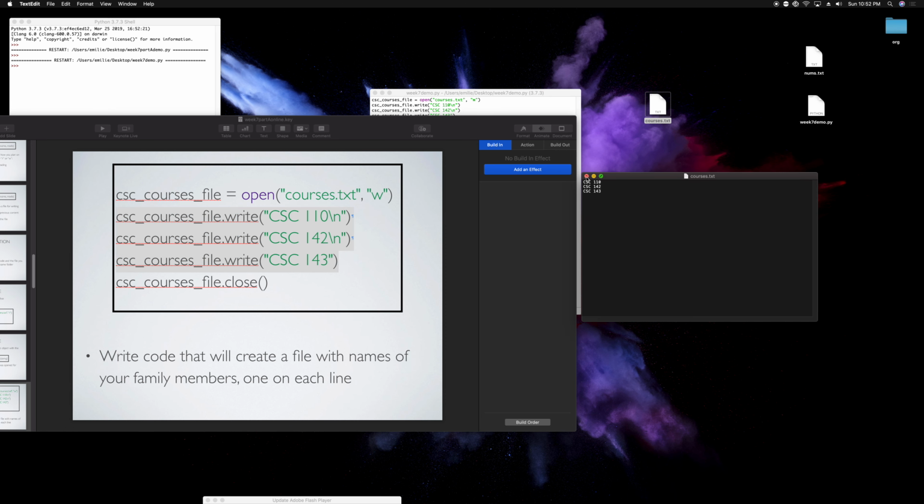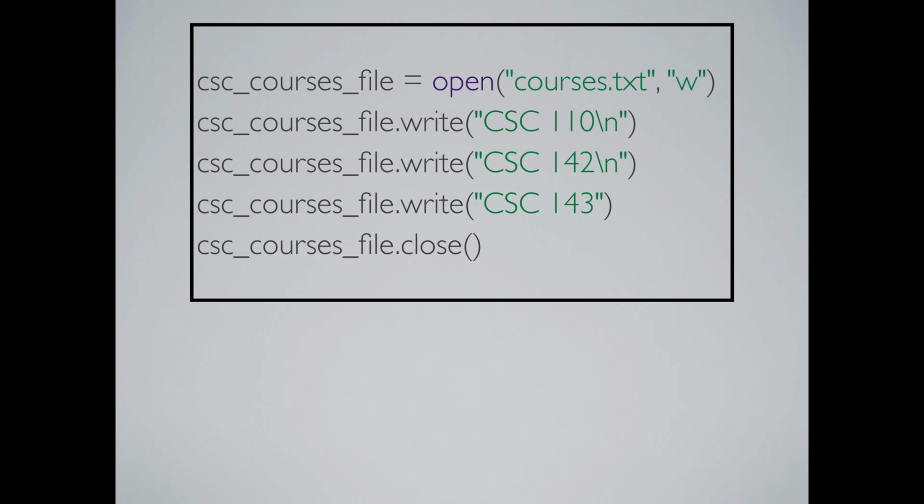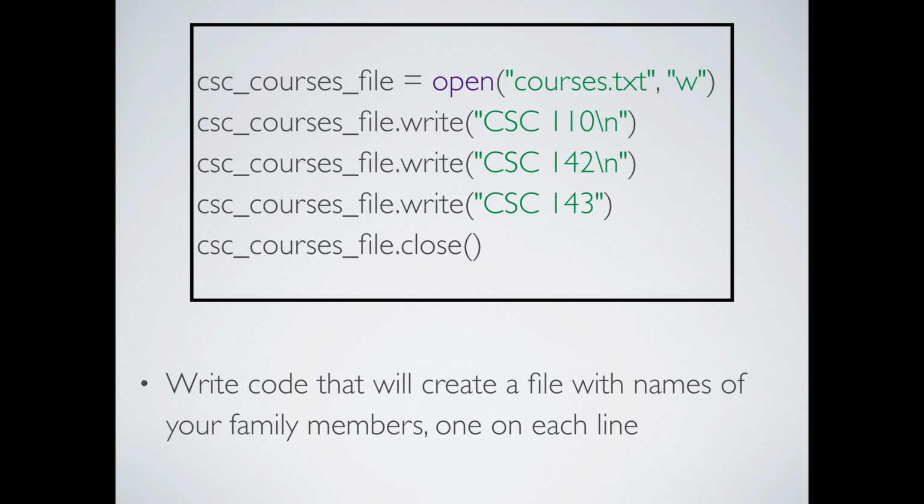Alright, at this point in time, I want you to use this previous example that we just did and make your own Python code that will create a file with the names of your family members in the file, 1 on each line. You can name it, let's say, familymembers.txt. Go ahead and try that activity, and when you're ready, come back and watch the next video.